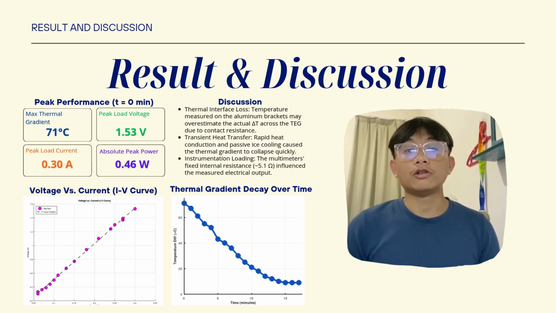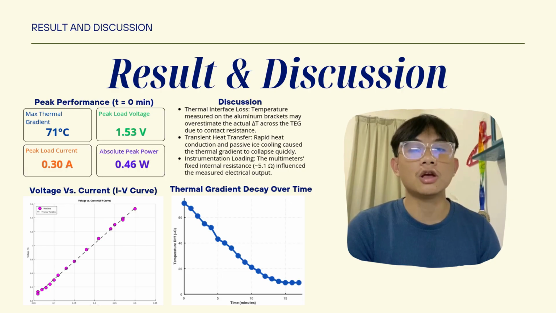Moving on to our results and discussion, we investigated the transient performance of the SP1848 thermoelectric generator. At the start of the experiment, the module experienced its maximum temperature difference of 71 degrees Celsius, producing a peak output of 1.53 volts and 0.3 amps, corresponding to a maximum power of approximately 0.46 watts. This indicates the energy conversion at the largest thermal gradient.